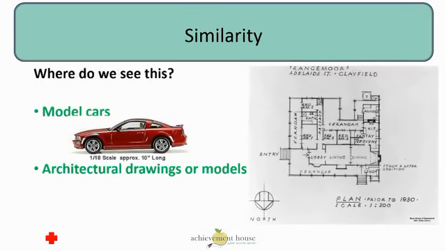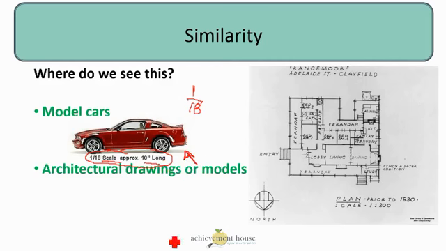So where do we see this? We see it in model cars. If you look at the bottom of some model cars or just drawings of cars, you might see a little, what we call a scale. So here, the ratio of the model to the real size of the car is 1 to 18. So the actual car is 18 times bigger than the model drawn.